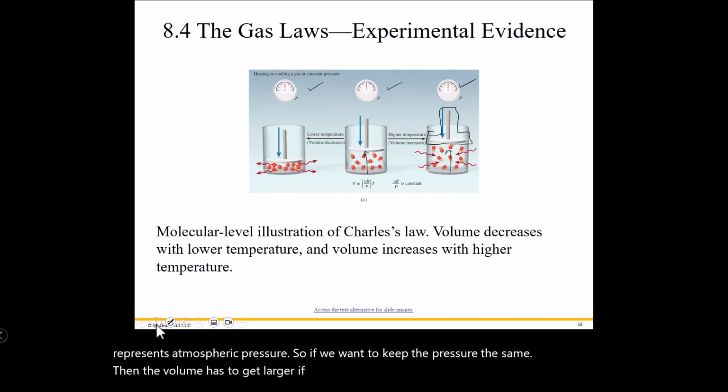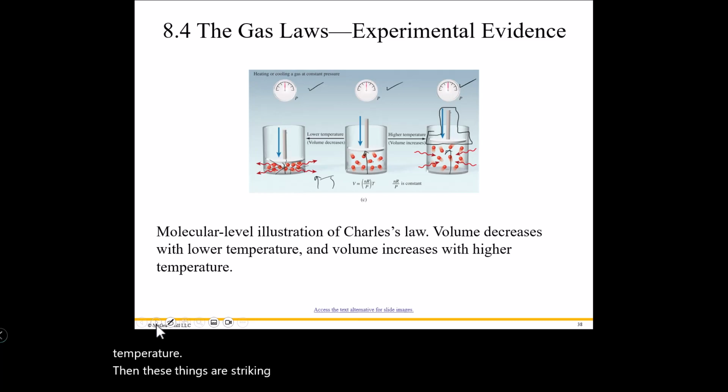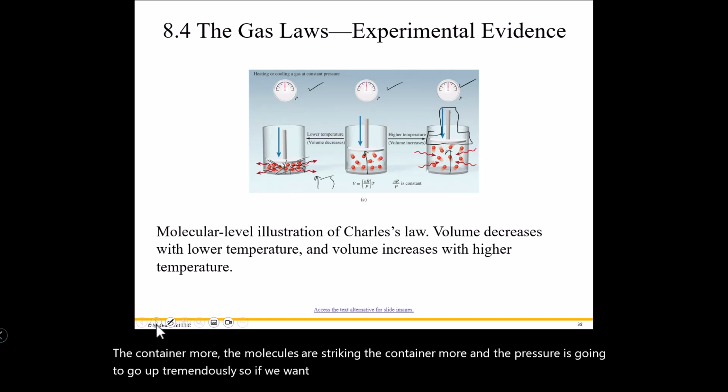If we leave it like this and we increase the temperature, then the molecules are striking the container more, and the pressure is going to go up tremendously. So if we want to keep the pressure the same, then the volume has to change.